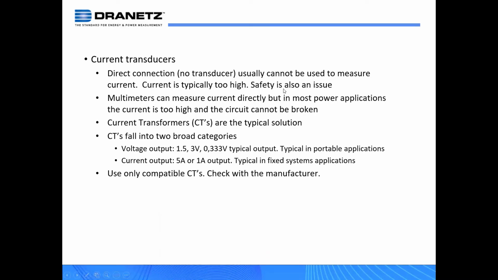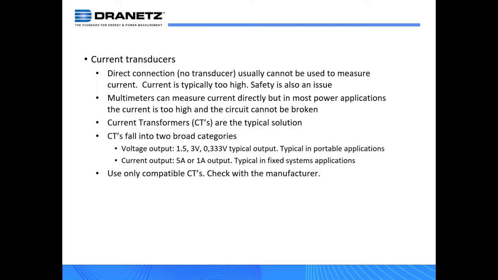There are current probes. A current probe, again, is a form of a current transducer, because the output of a current probe is not current. The output of a current probe is a voltage that is fed into the instrument that interprets the current. So we use the term CT, we use it interchangeably all the time to describe a current probe, which technically it's not a CT, it's a current transducer.